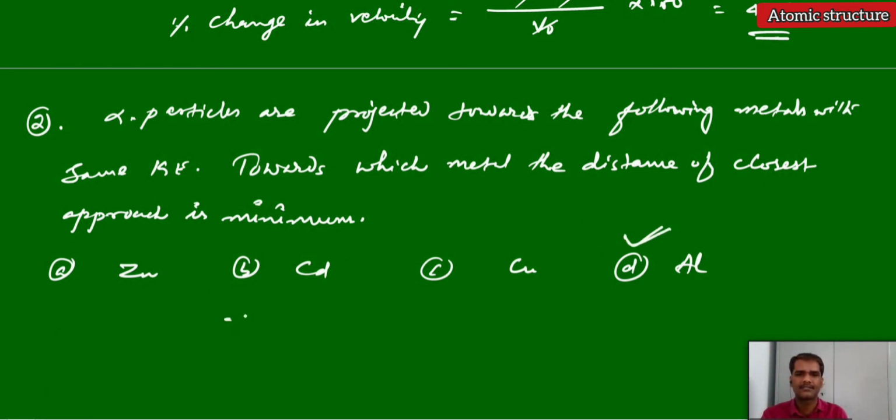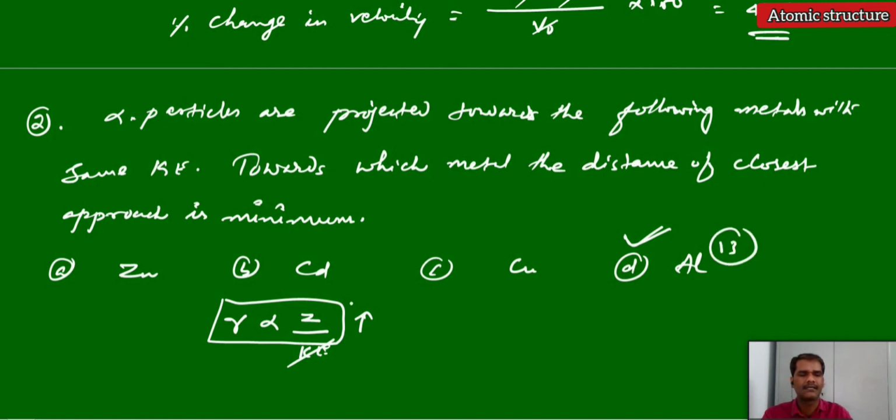Why? Because the distance of closest approach R is directly proportional to atomic number and inversely proportional to kinetic energy. Your kinetic energy is constant, then R depends on what? Atomic number only. As atomic number increases, R value increases. Atomic number decreases, R decreases. Aluminum has the lowest atomic number, 13. That is why it has the minimum distance of closest approach.